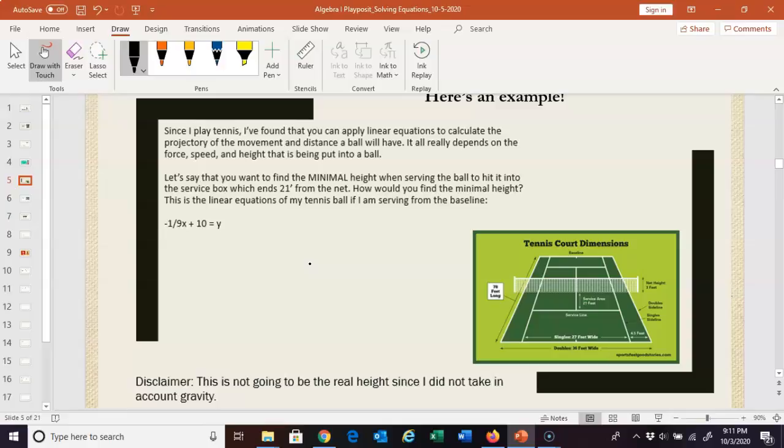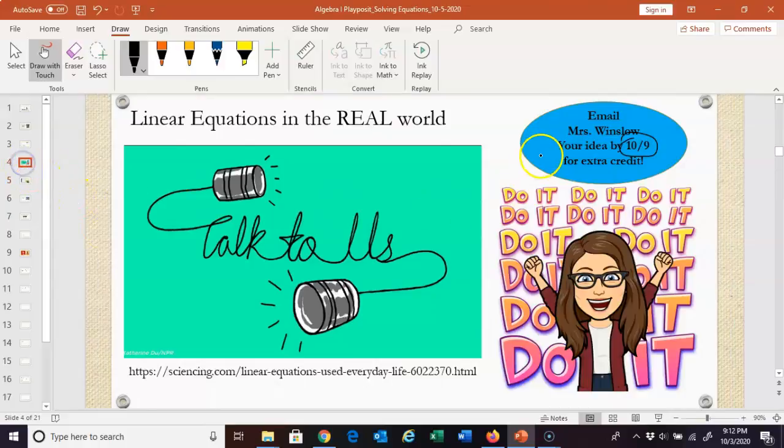their total monthly income. If you get an allowance or you do chores around the house, or maybe you have a side job walking dogs, that's just another example. So you guys email me your real world application of a linear equation by October 9th for some extra credit.